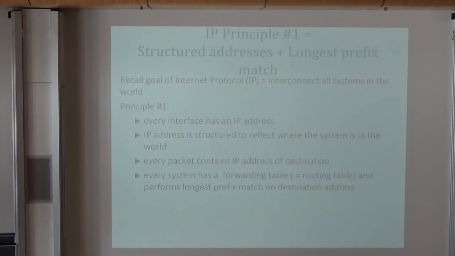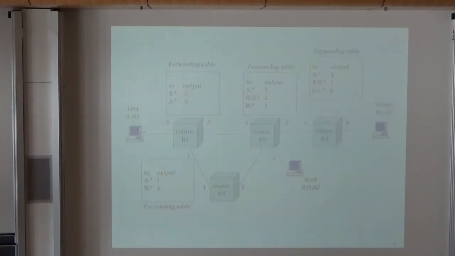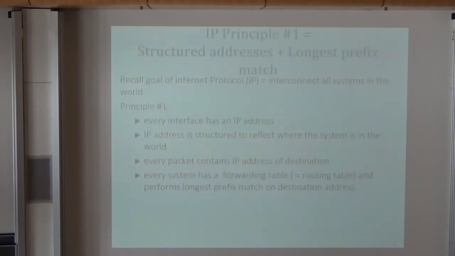Then every system must have a forwarding table, which is often called a routing table, that says what we should do in order to reach various destinations. We say every system, but in practice, the routing table is minuscule or quasi-empty in end systems, in hosts, and is very big in routers. But in the internet, hosts and routers are built according to the same principles.